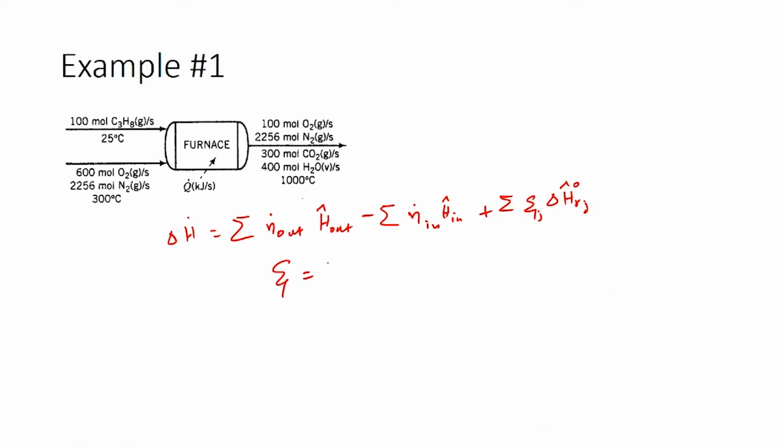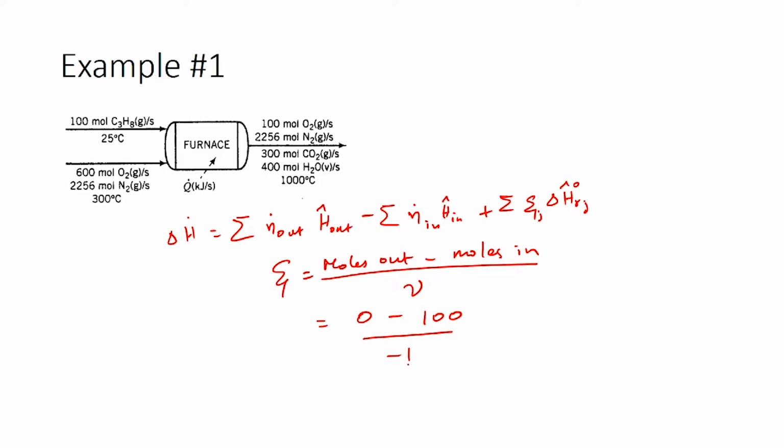The extent of reaction is calculated as moles out minus moles in divided by the stoichiometric coefficient. Here, let us take propane as the reactant taking part in the reaction. Moles out is 0, moles in is 100, and the stoichiometric coefficient would be -1 because it is a reactant with a stoichiometric coefficient of 1. So, the extent of reaction is 100. So, 100 moles of the compound are reacting.